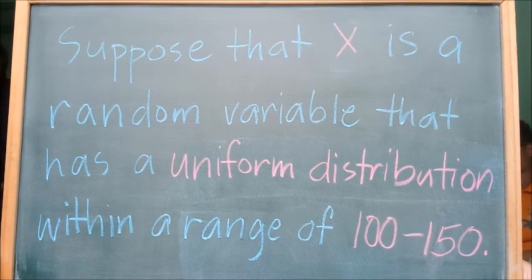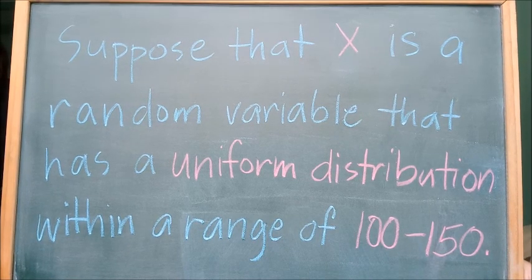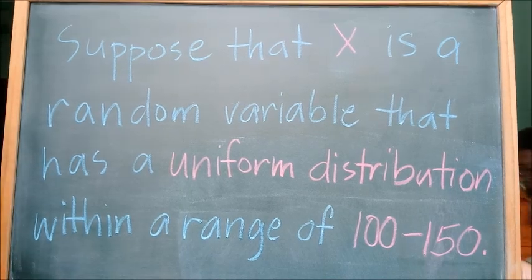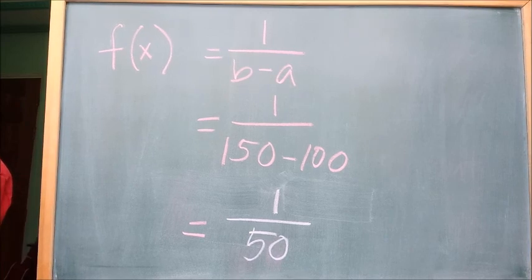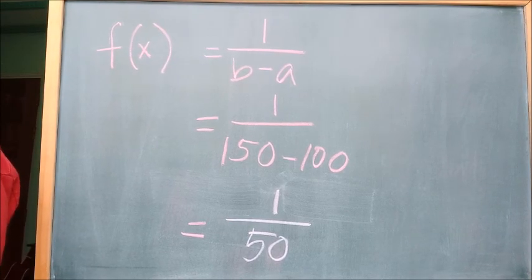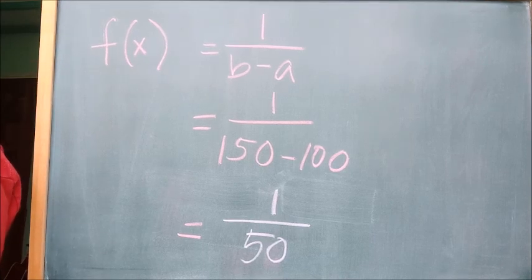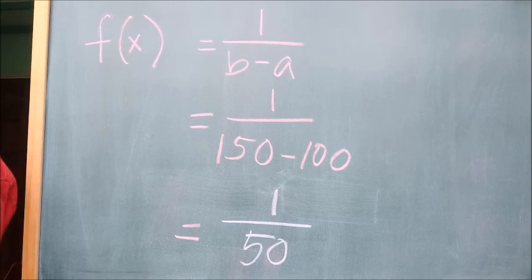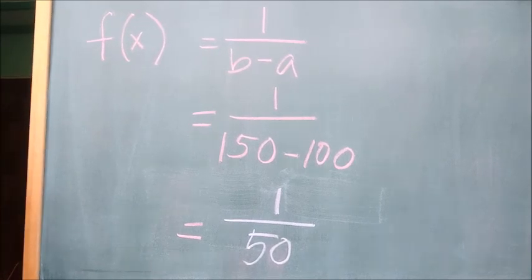Let's have an example. Suppose that x is a random variable that has a uniform distribution within a range of 100 to 150. What is f of x? F of x is equal to 1 over b minus a. b is the maximum value of the range, which is 150, and a is the minimum value, which is 100. Therefore, f of x is 1 over 150 minus 100, or 1 over 50.